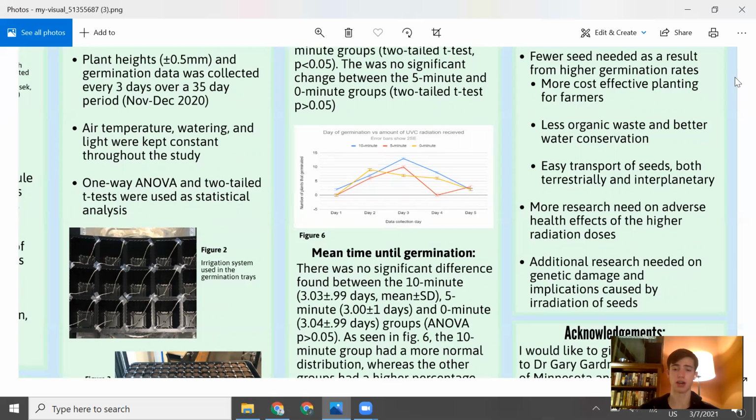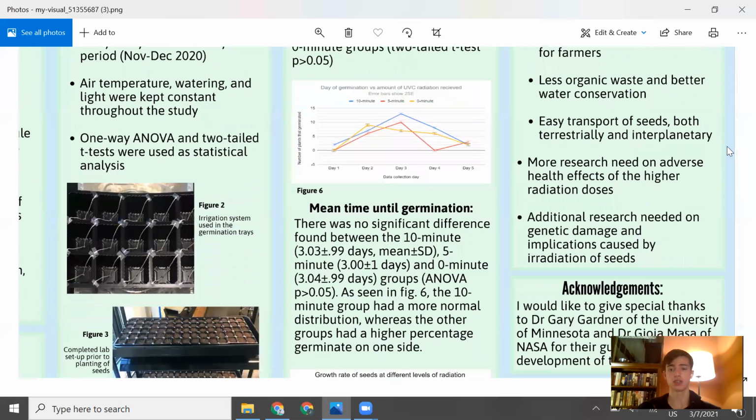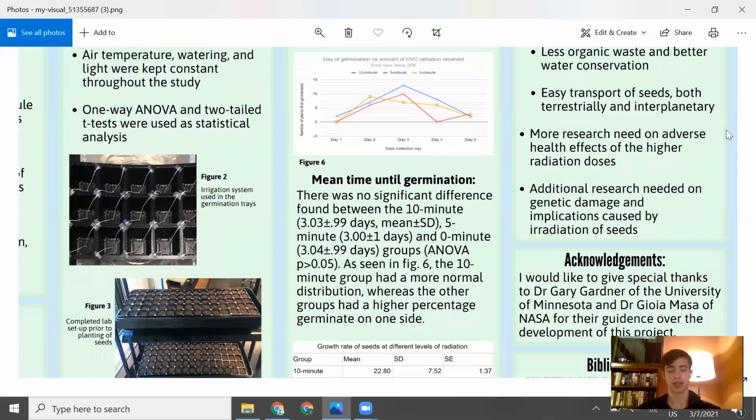More research is needed on the adverse health effects of the higher radiation dosages, however, as it was inconclusive in the study, as genetic damage was not found. Additional research is needed on genetic damage and implications caused by the irradiation of seeds because although there was no significant difference found in the growth rate, this study did not assess the actual damage to genetics and DNA, and that was not looked at. So more studies need to be done on that.